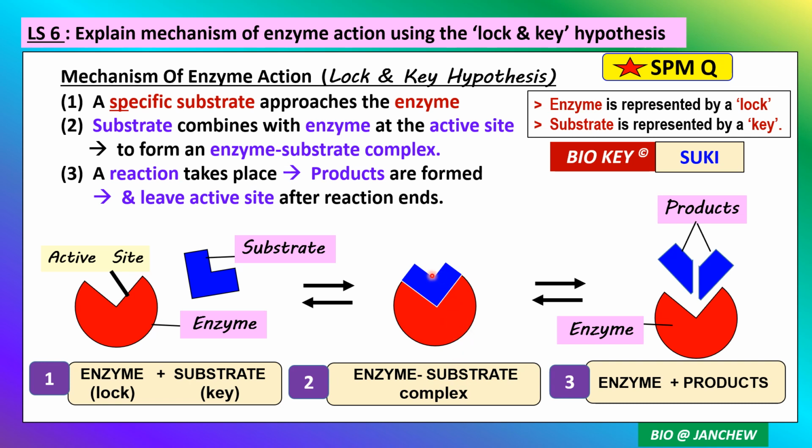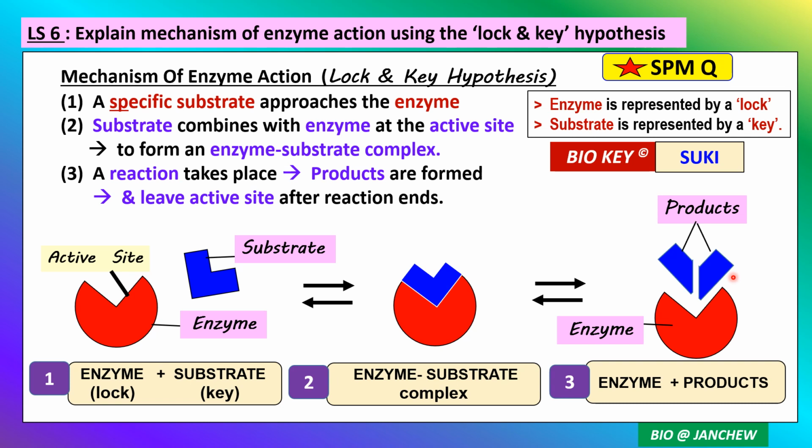All right, but it's very important to occur because when these two components fit together like this, the enzyme and the substrate, then a reaction can take place. The enzyme can catalyze the reaction, which could be the breakdown of the complex substrate molecule into two parts, which are called the products. Okay, so a reaction takes place and products are formed, and then the products will leave the active site after the reaction ends.